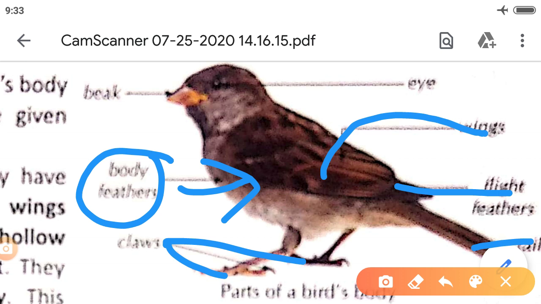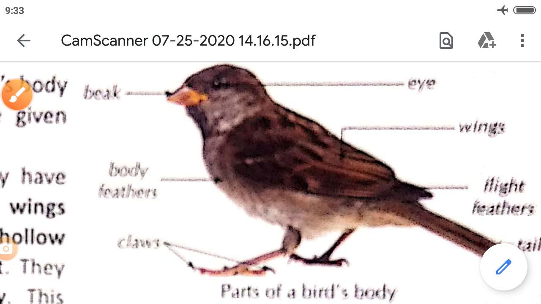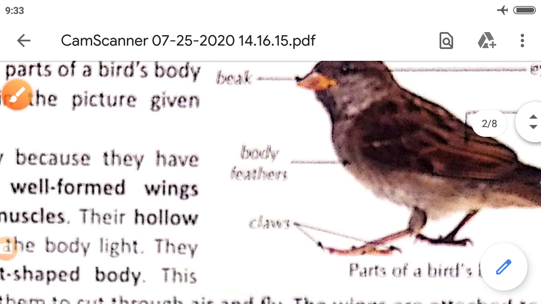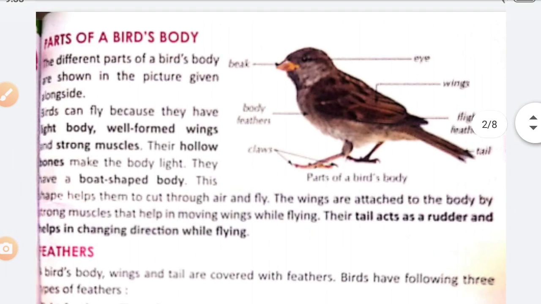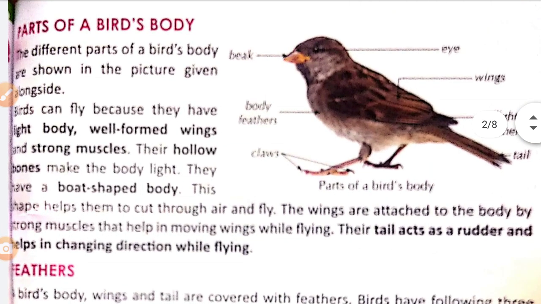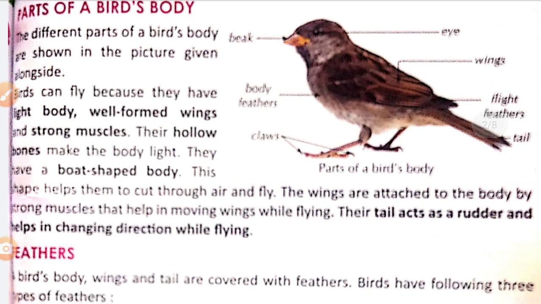Already in detail I have shown you in the video. Just here we are taking the review. Birds can fly because they have a light body, well formed wings and strong muscles.